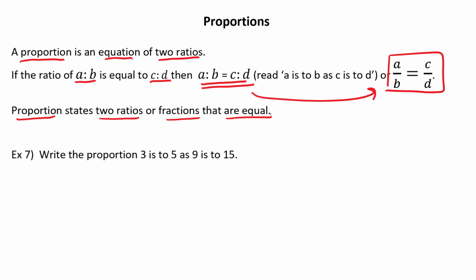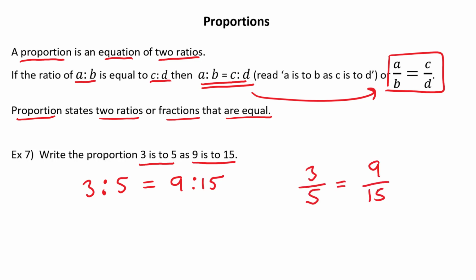Let's look at an example. Write the proportion 3 is to 5 as 9 is to 15. So we write it as a ratio, 3 is to 5 as 9 is to 15. Is that correct? Can we simplify down 9 compared to 15 down to 3 compared to 5? Yes, we can. To set this up as a proportion, I would like to set up a fraction of this. So this is equal to 3 over 5 is equal to 9 over 15.